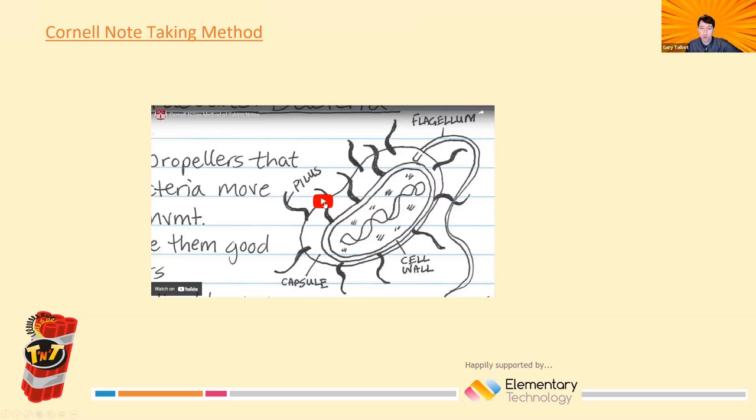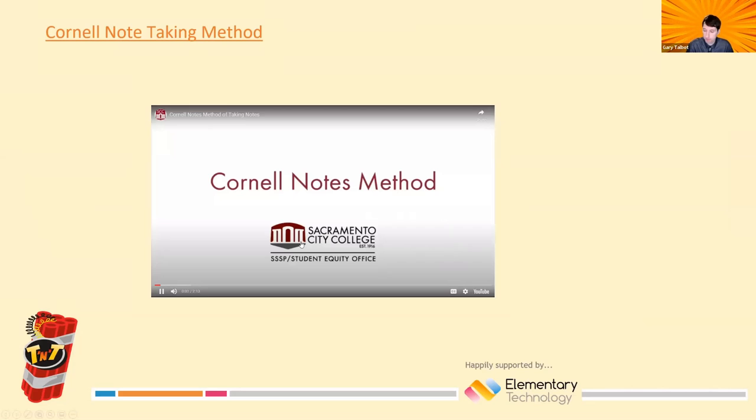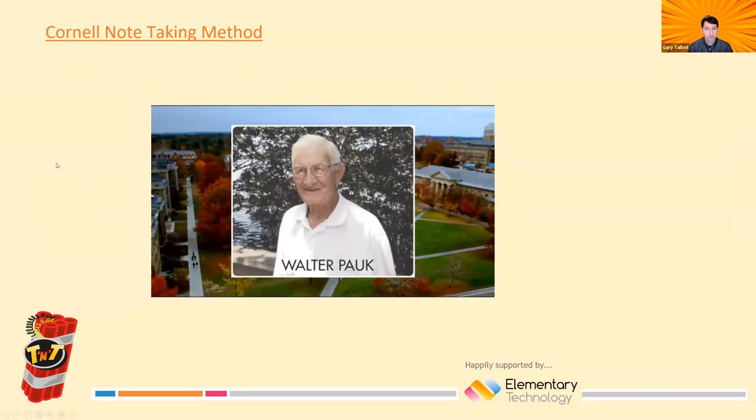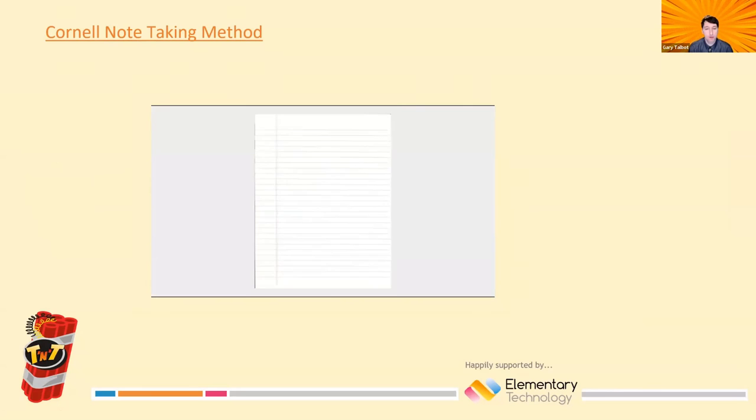The Cornell method is a way of taking notes. A professor at Cornell University created this system to help his students keep their notes organized and useful. Here's the technique. On a sheet of lined notepaper, draw a horizontal line above the bottom six lines of the paper. Then draw a vertical line from the top margin down to this horizontal line, about a third of the way from the left edge.